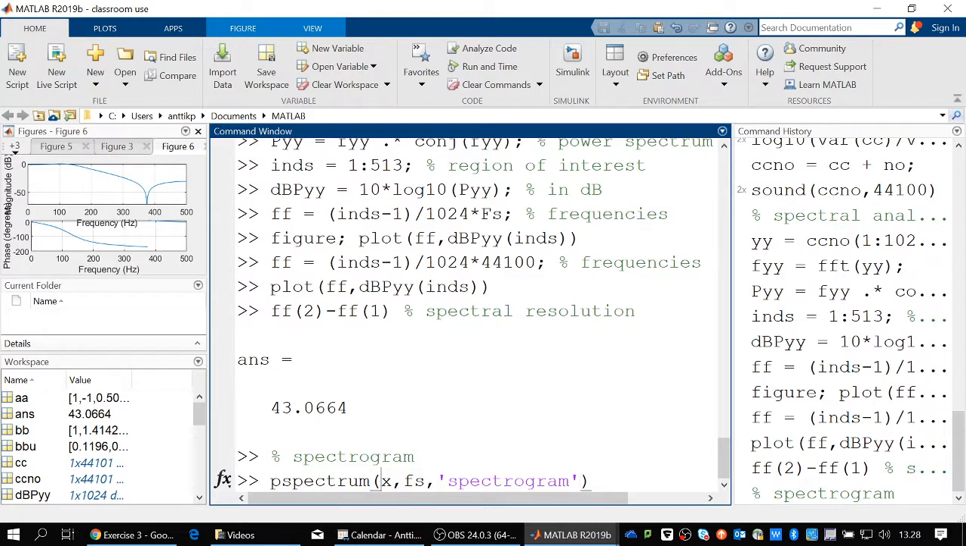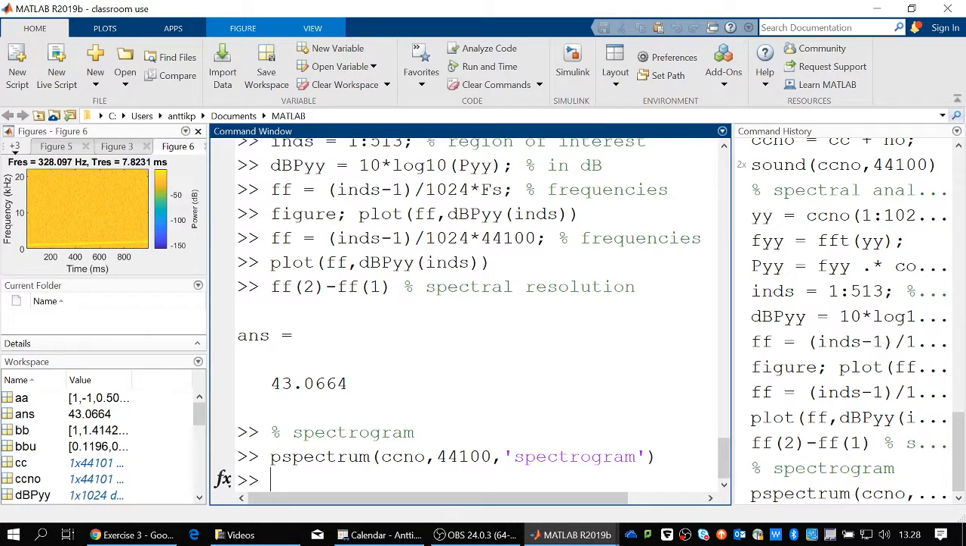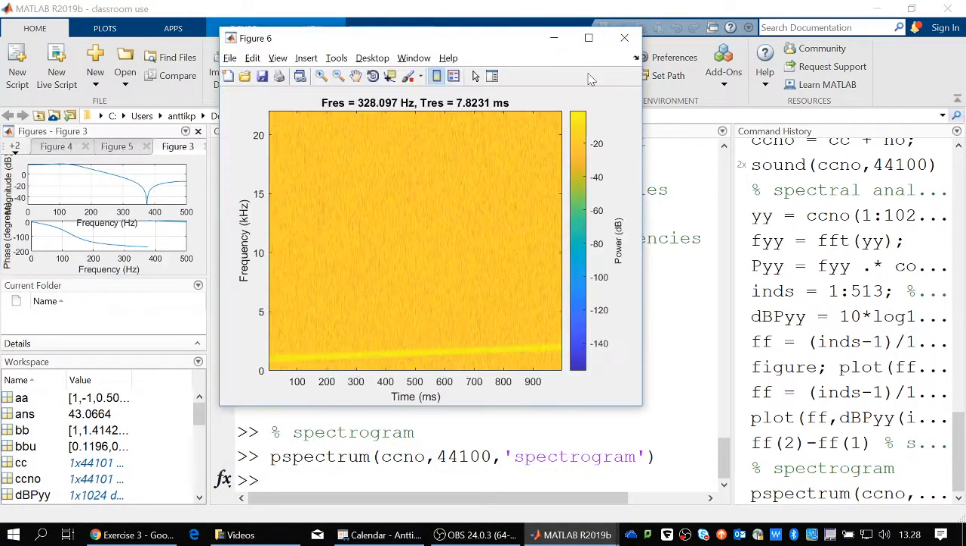X is my CC, and sample rate is 44100. Let's see what it does for me. Yeehaw! See, that's nice. That's a spectrogram.